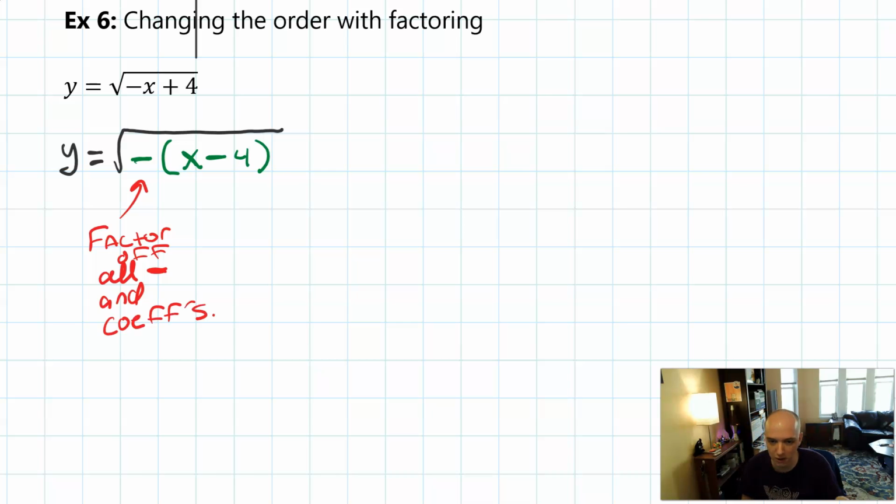Factoring off all the negatives and all the coefficients from the equation. In this case, there were no coefficients, but there was a negative. The -1 technically is the coefficient. Then, to solve for x, I would still set, like step 1, negative parentheses x minus 4 equal to 0 and solve. But keep track really carefully of the order that I solve this in.